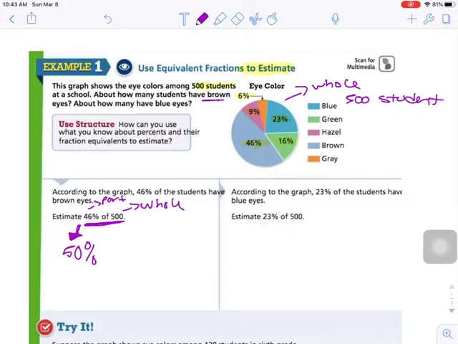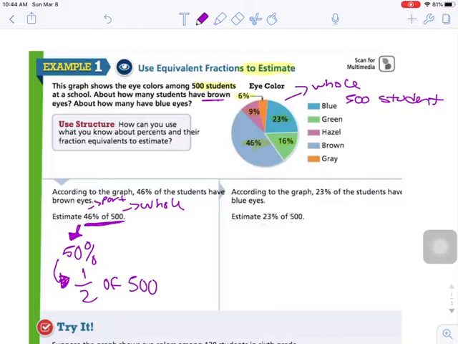Now, the next thing we can think about is in fraction form, what is 50%? So 50% in fraction form is 1/2. Because if you did 50 over 100, you still need to simplify that, you would get down to 1/2. So 50% is 1/2. And then we still have of 500.